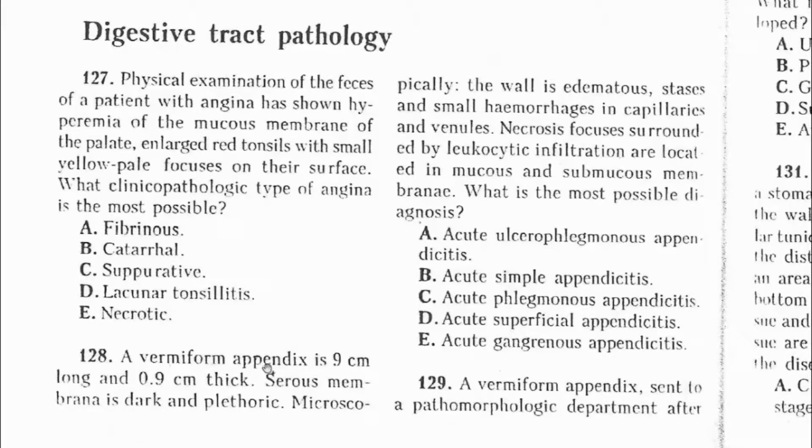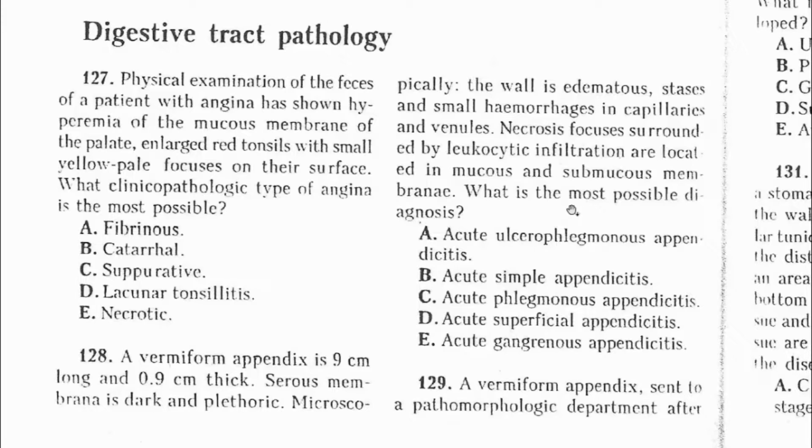128. A vermiform appendix is 9 centimeters long and 0.9 centimeters thick. Serous membrane is dark and plethoric. Microscopically, the wall is edematous, with stasis and small hemorrhages in capillaries and venules. Necrosis foci surrounded by leukocytic infiltration are located in the mucous and submucous membrane. What is the most possible diagnosis?